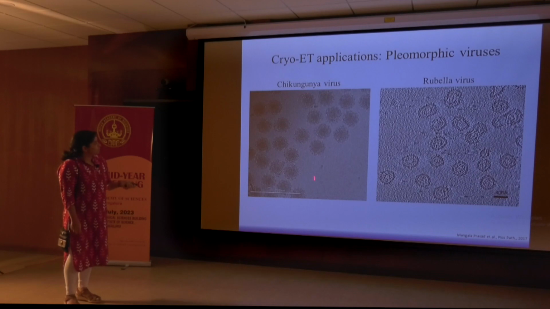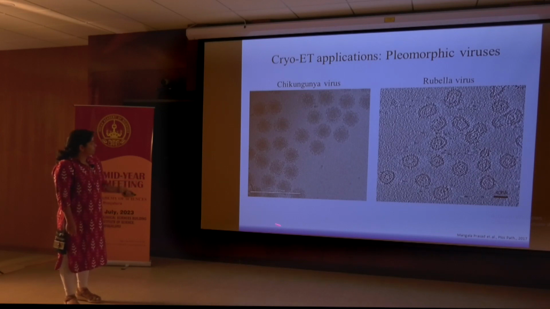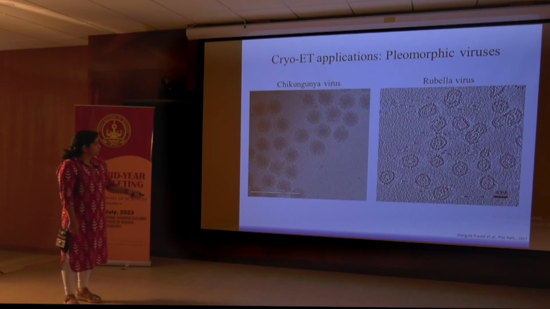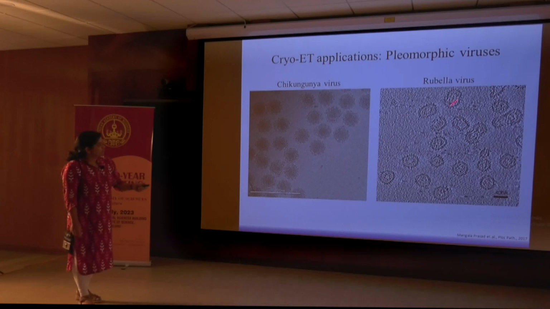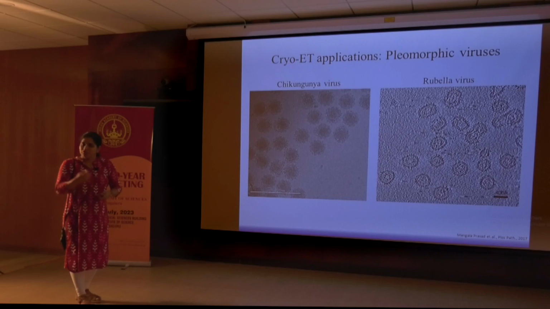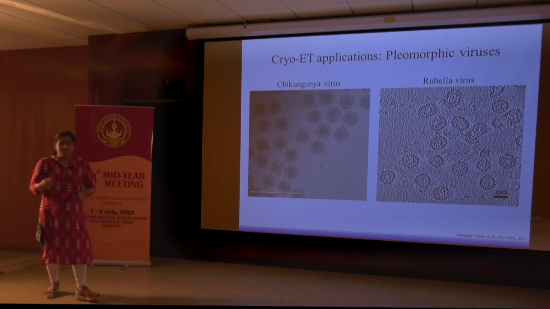So again, examples. This is a chikungunya virus electron micrograph on the left, and I hope you can appreciate that they're all pretty homogeneous. On the right, I have rubella virus, which, I'm sure most of us have already had the MMR vaccine. The R in MMR is the rubella virus.